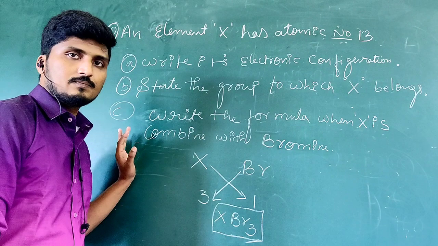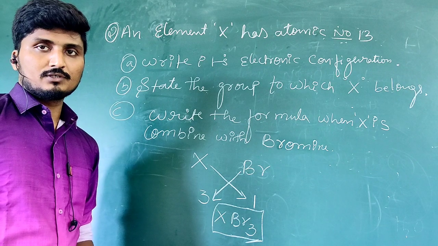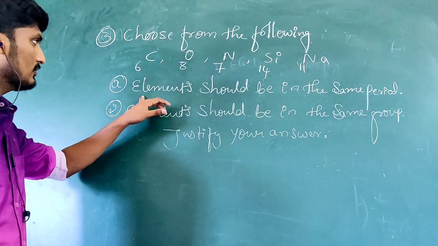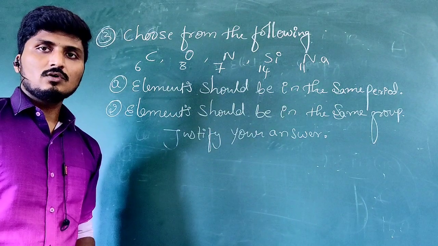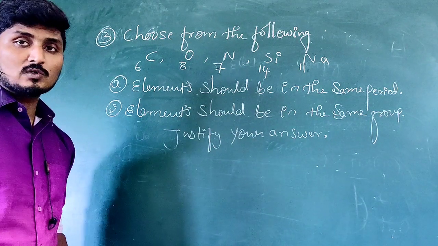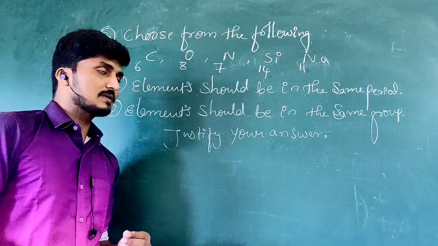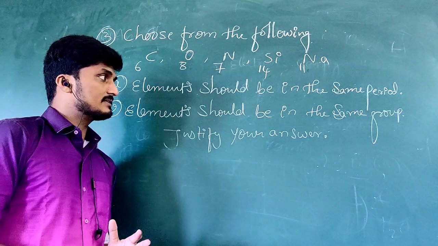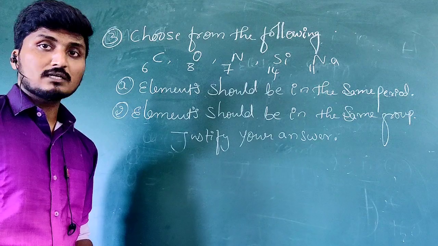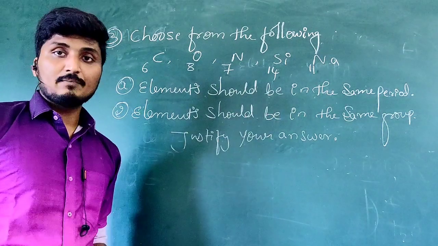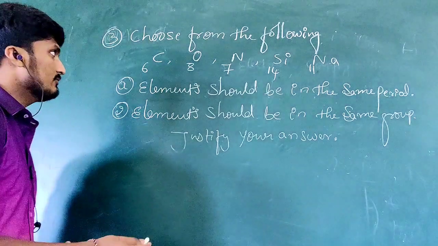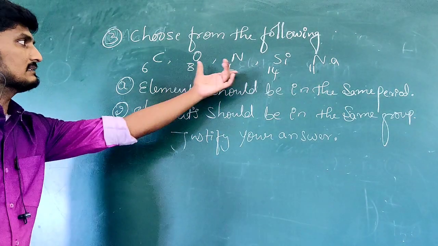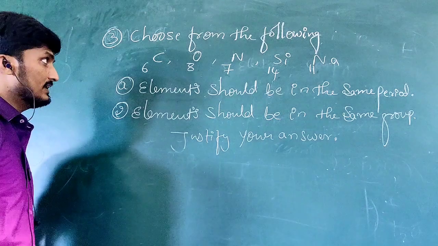3 questions. So moving to the third question. Very firstly we have to find out the elements which are present in the same period. I already told you how to find out the elements which are present in the same period or which are present in the same group. In order to check the elements which are present in the same period, we need to check their number of shells. So for that purpose we need to write the electronic configuration of the given elements.